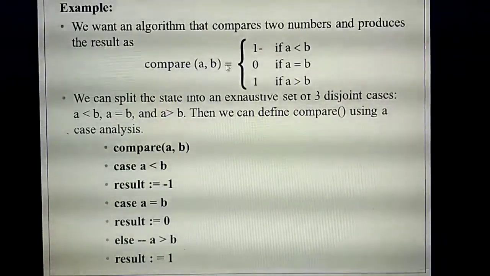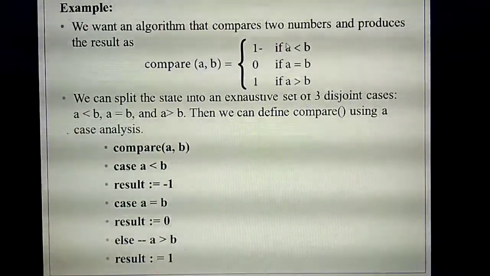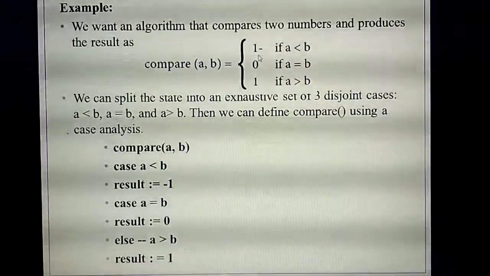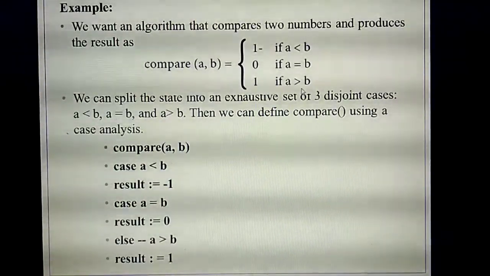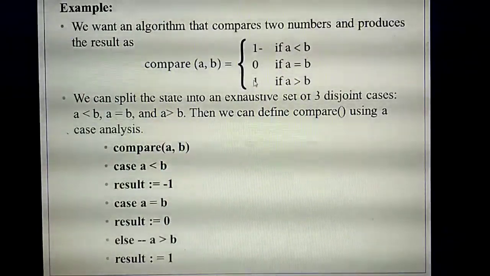Compare A comma B. The result is minus 1, not 1 minus 1. When will you get the answer minus 1? If A is less than B, you will get the answer minus 1. If A equals B, what answer will you get? 0. If A is greater than B, what answer will you get? 1. So listen, by seeing this question, you can find out the cases and conditions. How many cases will come?